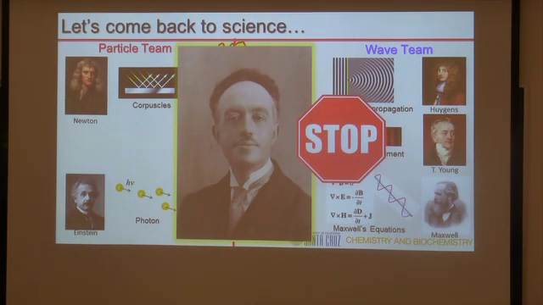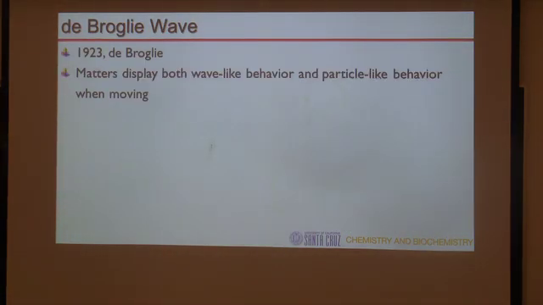The analogy: stop arguing, you are both correct. So de Broglie united the two teams together and resulted in the de Broglie wavelength theory. So in 1923, de Broglie proposed that matter displays both particle-like behavior and wave-like behavior when moving. It's not only light, but all other things, including ourselves. So if I move, I'm a particle and I'm also a wave.